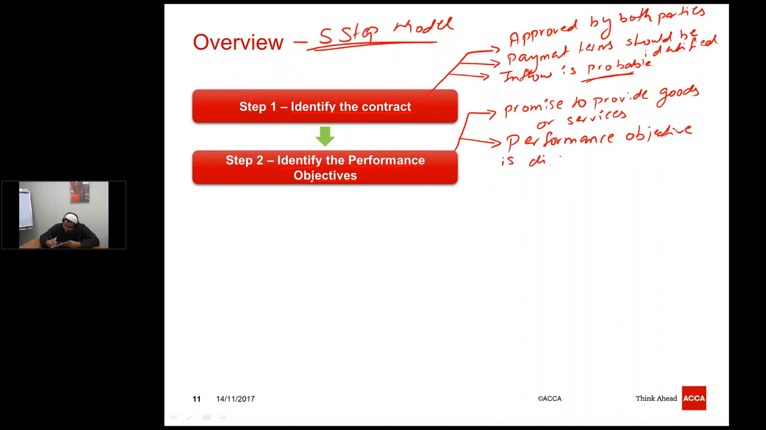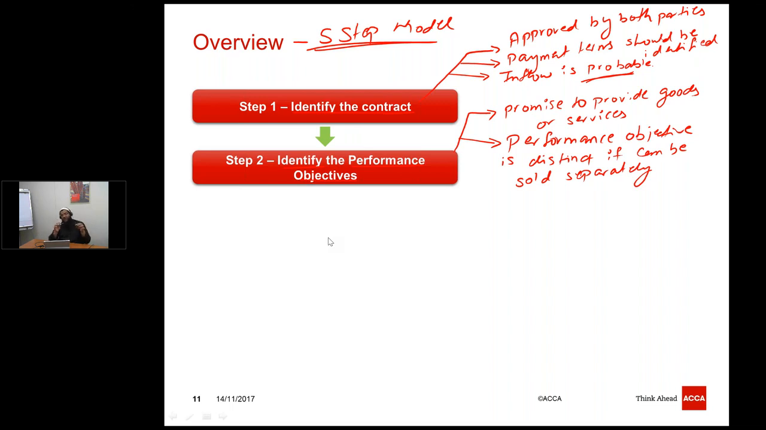is distinct if it can be sold separately. The performance objective is distinct. Distinct means we are going to count them as 2 if they can be sold separately. So if this can be sold separately in the market and this bottom can be sold separately in the market, only then these are 2 objectives. But if in the market they cannot be sold separately, this is only one objective in that case.